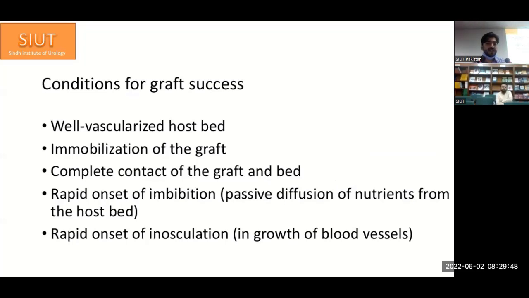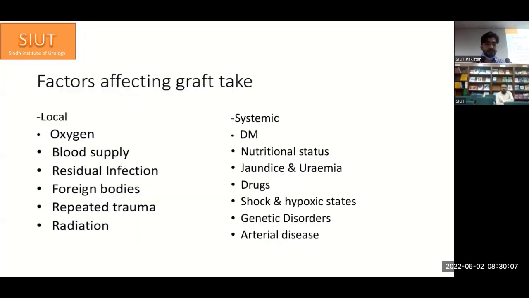Conditions for graft success: a well vascularized host bed, immobilization of the graft, complete contact of the graft and the bed, rapid onset of imbibition, that is the passive diffusion of nutrients from the host bed, and rapid onset of inosculation, a growth of blood vessels.